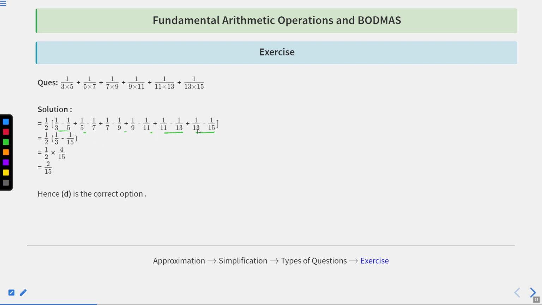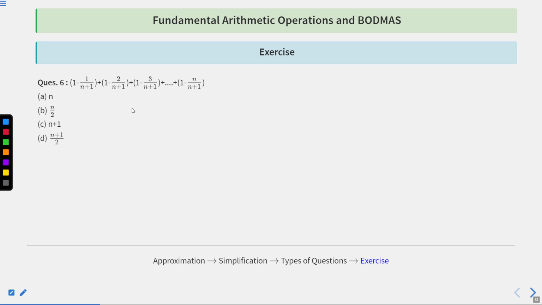So if you observe the expression closely, you will see 1 upon 5 is getting cancelled, 1 upon 7 is getting cancelled, 1 upon 9 is getting cancelled, 1 upon 11 is also getting cancelled, 1 upon 13 is also getting cancelled. So here you are only left with 1 upon 2 times 1 upon 3 minus 1 upon 15, which is equal to 1 upon 2 times 4 upon 15. That is equal to 2 upon 15. So the correct option here is option number D.